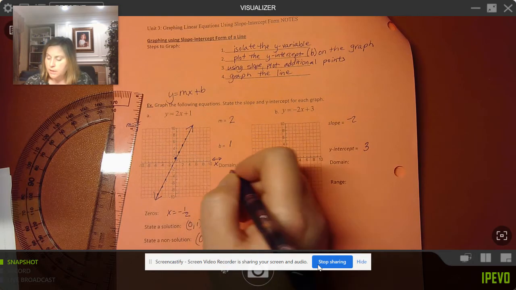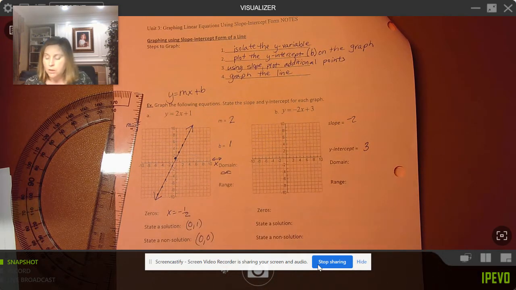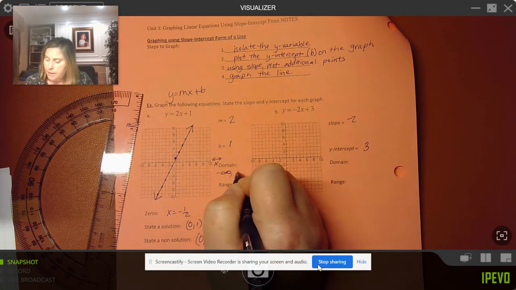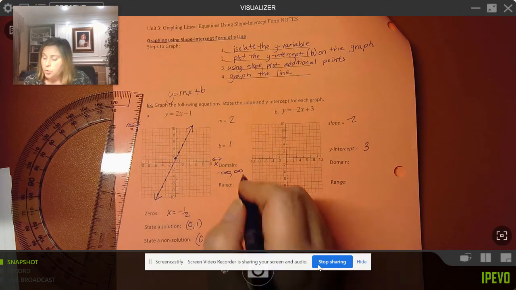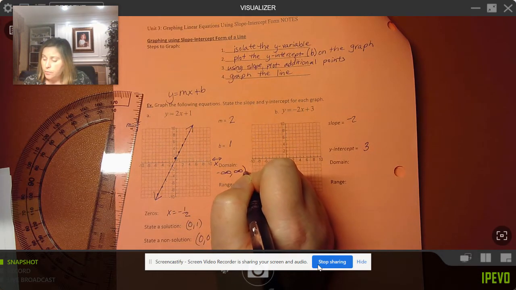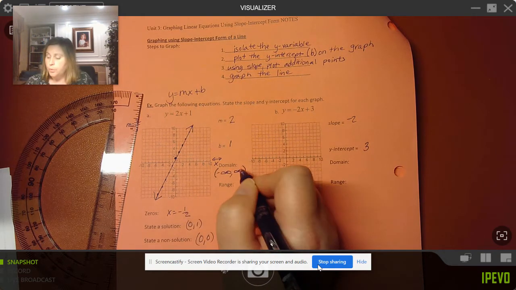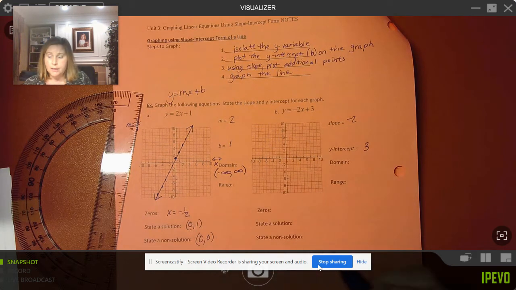So this is the infinity symbol. It's kind of like a sideways 8. So we want to write our domain as negative infinity to positive infinity. And when we list infinity, we're going to use interval notation all through our high school math classes. Infinity in interval notation is always noted with a parentheses. So, negative infinity to positive infinity.